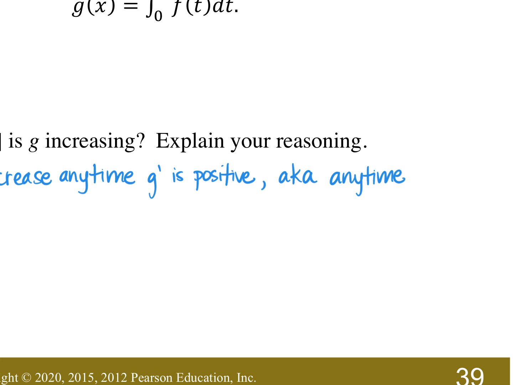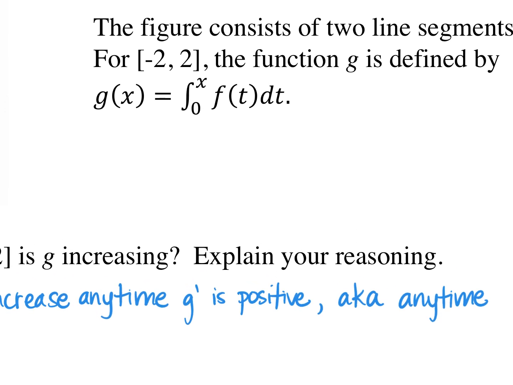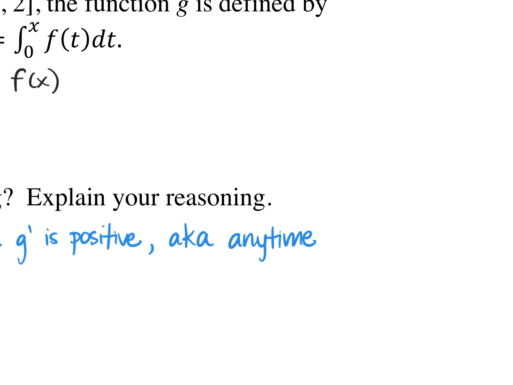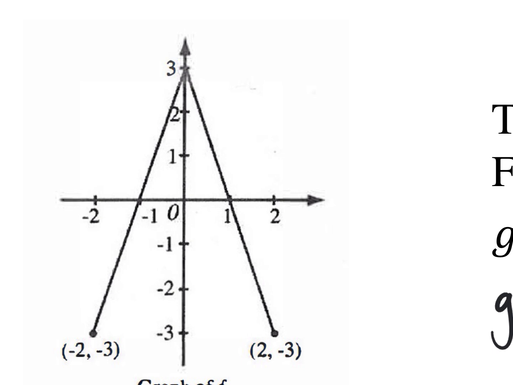All right, what was g prime again? Okay, thinking about our pre-write here, g prime is regular f. So aka anytime f is positive. So let's look at the graph. When is f positive? Not the area of f, not the slope of f, just f itself. When is f positive? So Mr. Lever's going to pause it here, and I want you to talk with your neighbor about when you think f is positive.